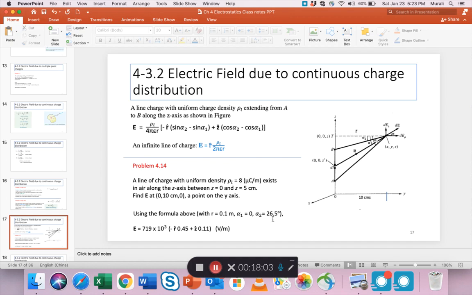Now how did I get alpha 2 as 26.5? By using the Pythagorean theorem. Alpha 2 relates to this line, the hypotenuse of this right-angle triangle. We know this side is 5 and this is 10, so the hypotenuse is the root of 5 squared plus 10 squared, which is 11 something. Then you take the inverse to get the angle.